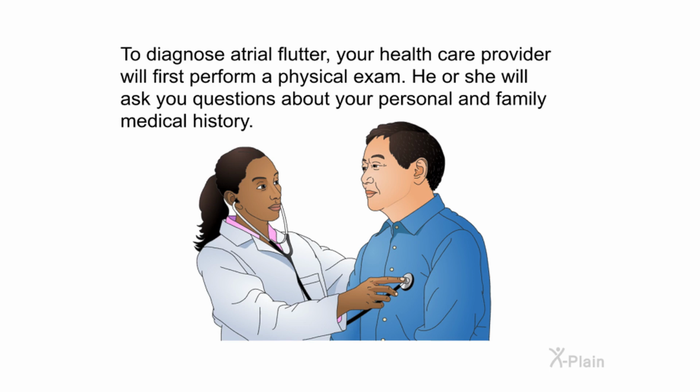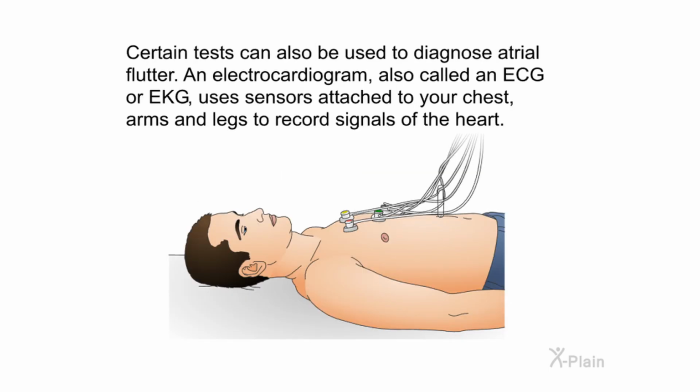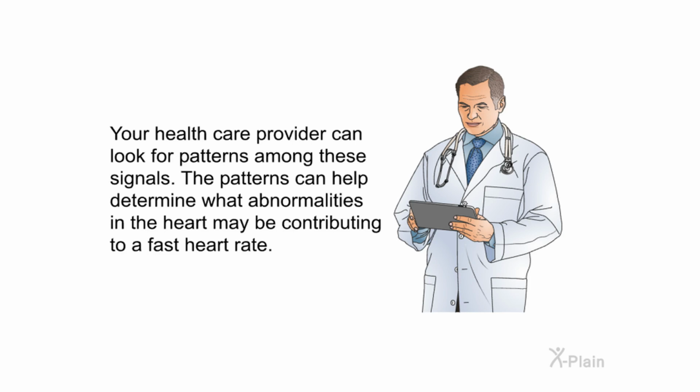To diagnose atrial flutter, your healthcare provider will first perform a physical exam. He or she will ask you questions about your personal and family medical history. Certain tests can also be used to diagnose atrial flutter. An electrocardiogram, also called an ECG or EKG, uses sensors attached to your chest, arms, and legs to record signals of the heart. Your healthcare provider can look for patterns among these signals. The patterns can help determine what abnormalities in the heart may be contributing to a fast heart rate.